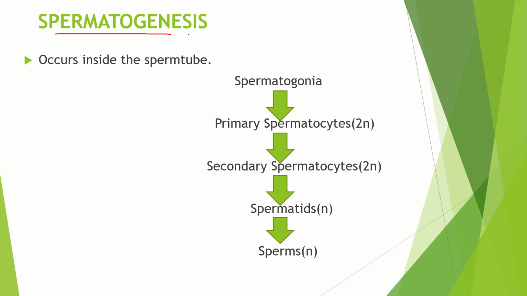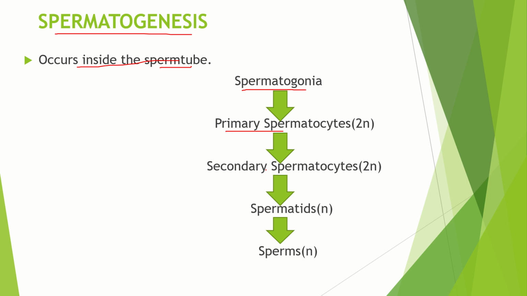Next is spermatogenesis, which occurs inside the sperm tube. What is the process of spermatogenesis? There is the production of sperm from the spermatogonia. From the spermatogonia the primary spermatocyte is produced, with mitotic cell division. And from the primary spermatocyte, the secondary spermatocyte is produced.